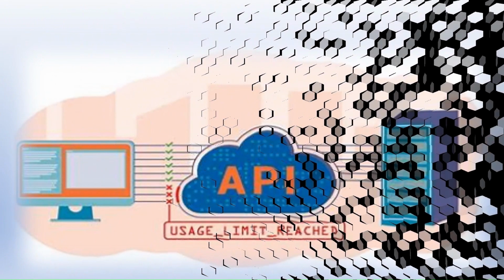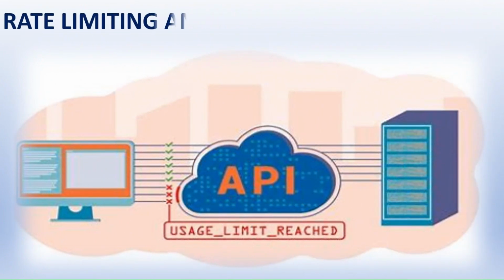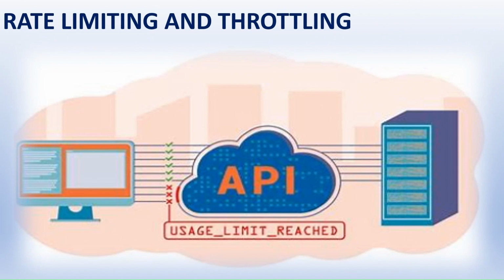Rate limiting and throttling mechanisms control the rate at which clients can access and make requests to the API. These mechanisms have been put in place to prevent the API from being abused or overused, to prevent excessive resource consumption, and to protect the API from possible denial of service (DoS) attacks.